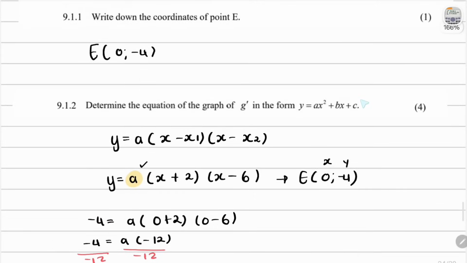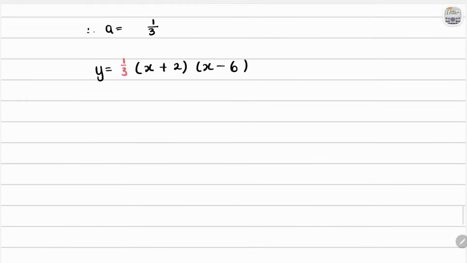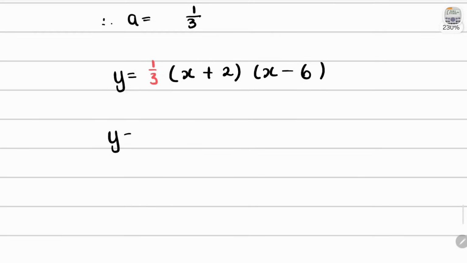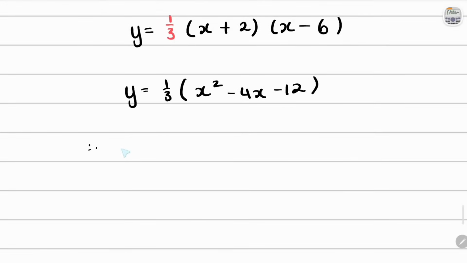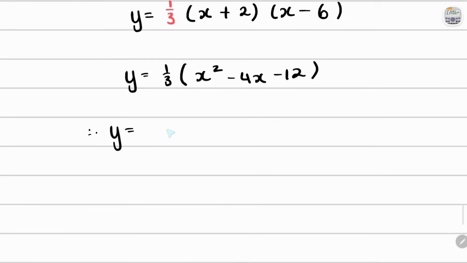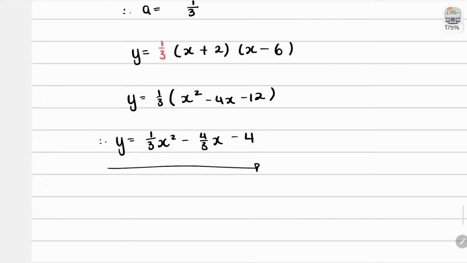But remember that they want it in standard form. So we have to distribute. So y equals 1 over 3. And if we FOIL out here, this is x squared, then negative 6x plus 2x, and those give us negative 4x. And lastly, 2 times negative 6 is negative 12. Therefore, y equals, let's distribute that third. So that's going to be 1 over 3x squared minus 4 over 3x and minus 4. And that is our answer.